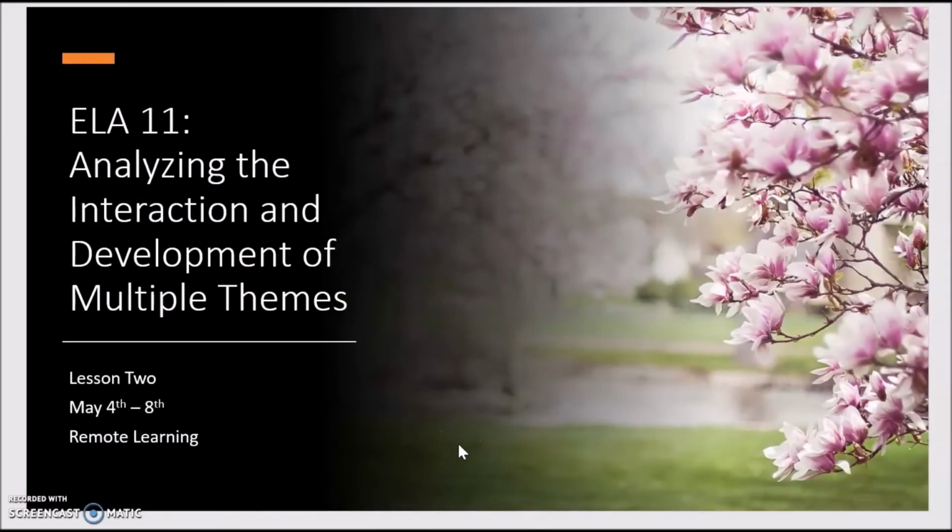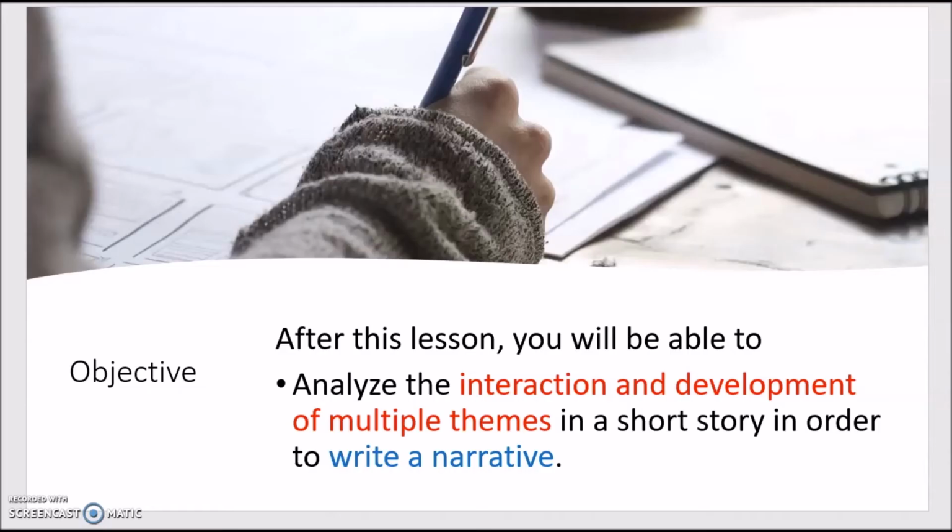Future BCPS graduates. This is a video lesson for English 11 where we will explore how to analyze the interaction and development of multiple themes. This is lesson 2 found during the week of May 4th through 8th. Let's take a look at our objective for this lesson. After this lesson, you will be able to analyze the interaction and development of multiple themes in a short story in order to write a narrative.